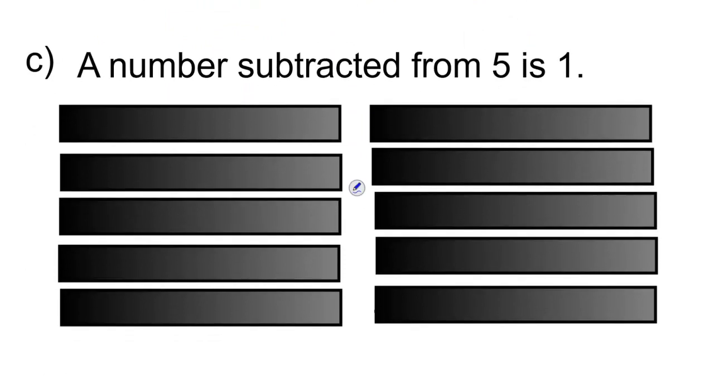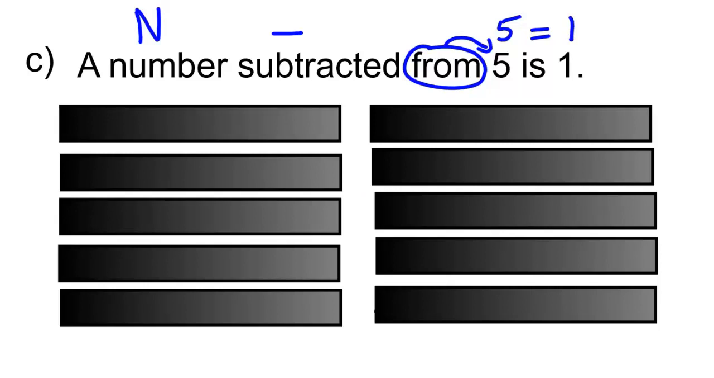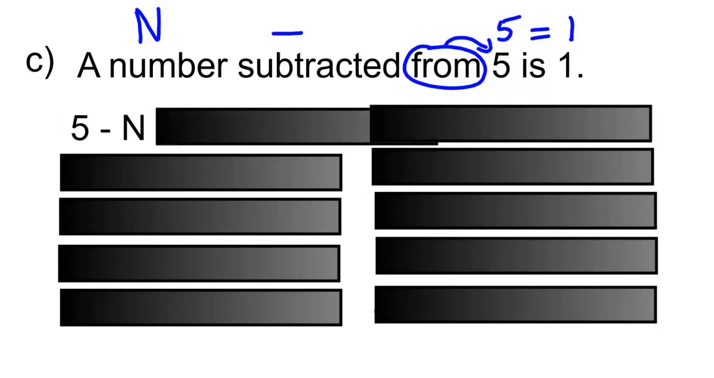For the next question, a number subtracted from 5 is 1. Number is your variable n. Subtracted, minus. From is a key word. Whatever goes after the word from will go first, so that will be 5. Is equals, and 1. So begin by writing the 5 first. So 5 minus n is equal to 1.